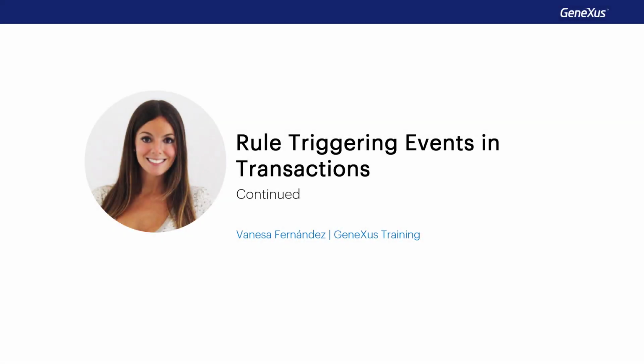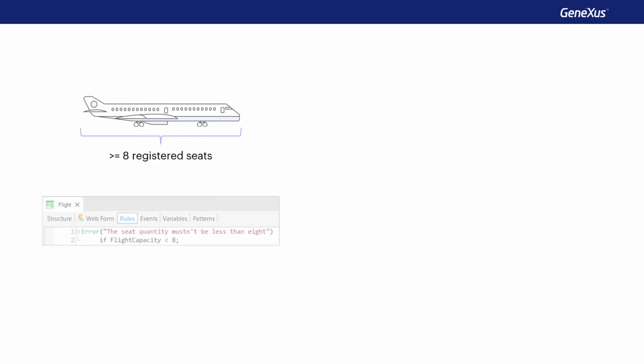In the previous video, we saw that there are cases in which the moment chosen by GeneXus to execute a rule is not the one we need, so we must be able to tell the rule which is the right moment. We studied the case in which we needed to control that each flight had at least 8 registered seats.